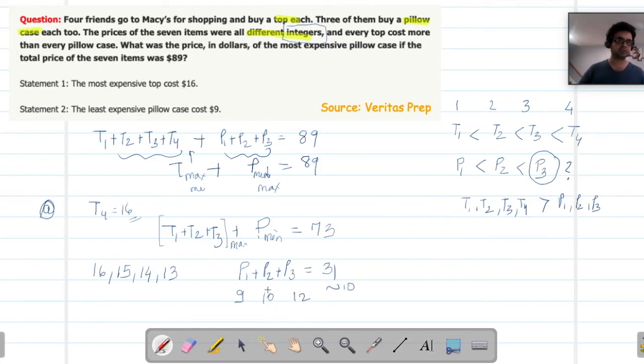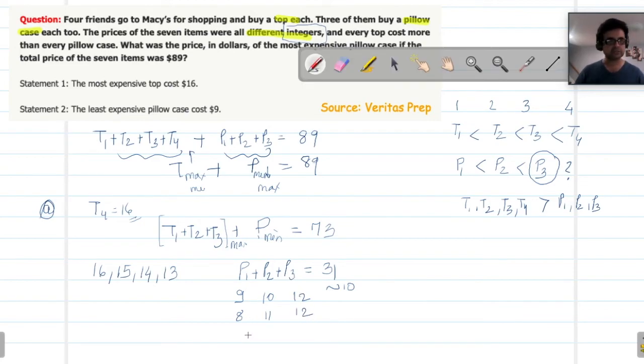That's one possibility. Now let's look at, okay, can I rearrange it a little bit more? So let's say if I reduce this to 8, I can increase this to 11, and I can keep this as 12. So P3 doesn't change. I can do something more. I can say, let's say I make this 8, I keep this as 10, and then what would happen to P3? To keep the number as 31, this will become 13.